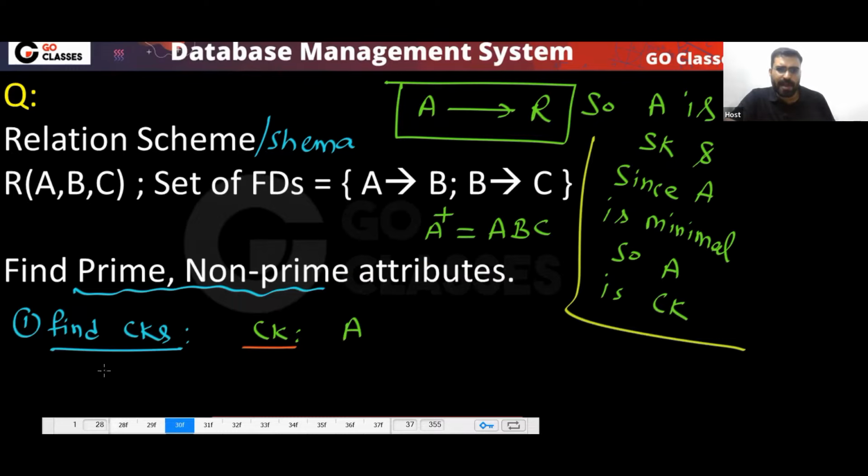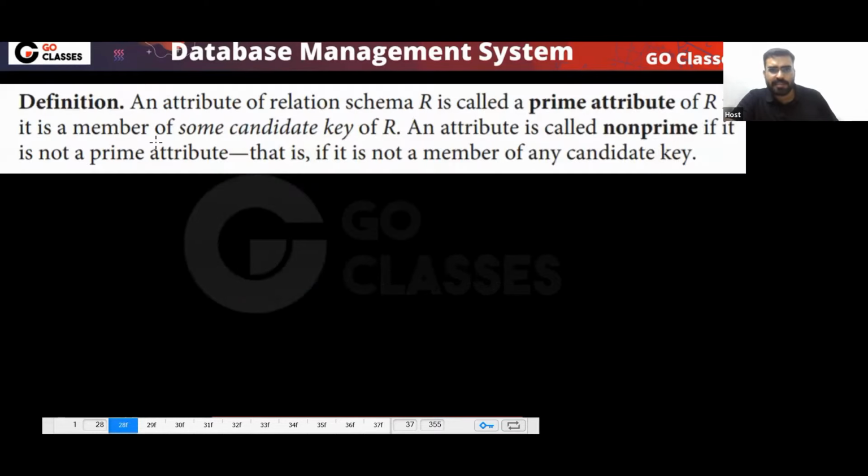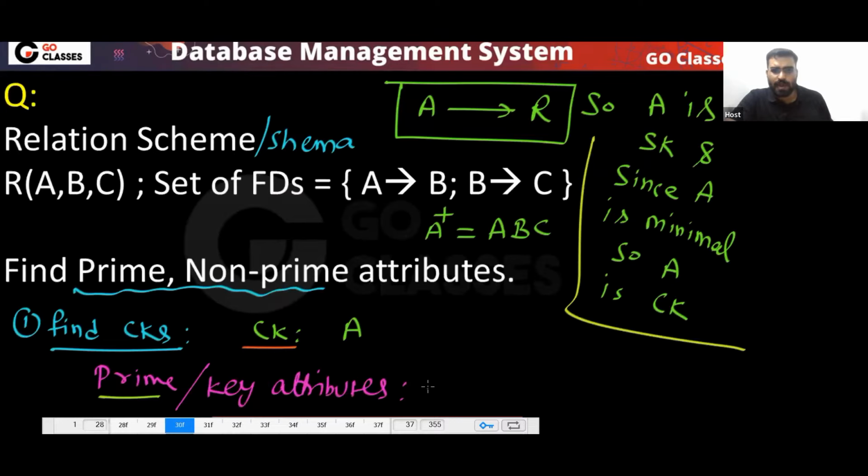So tell me what will be the prime attributes? Only one candidate key you have, so what will be the prime attributes or key attributes? Another name for prime attribute is key attribute. Key attribute means it is part of at least one candidate key. So the prime attribute will be A. And what will be the non-prime attributes?